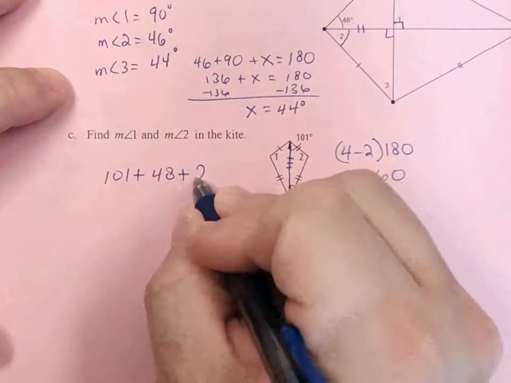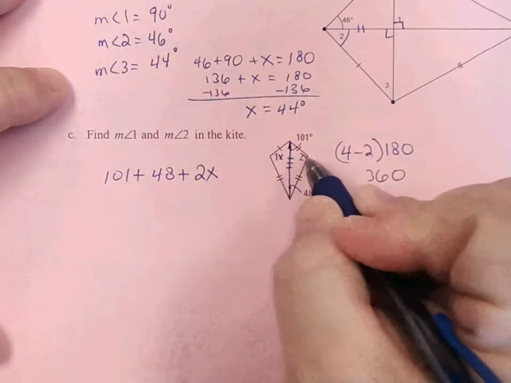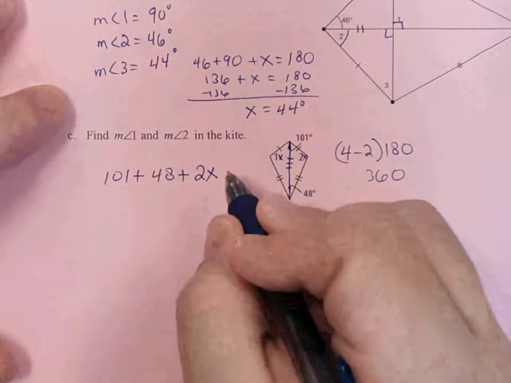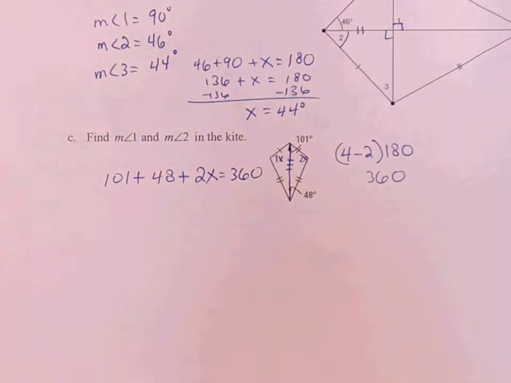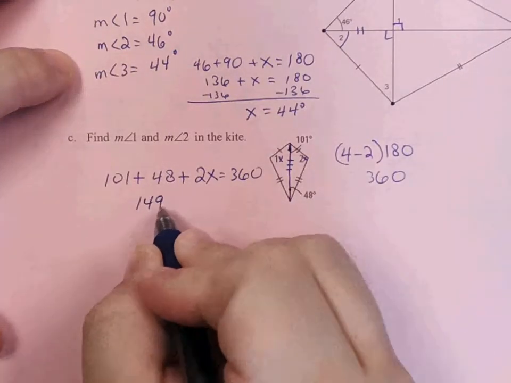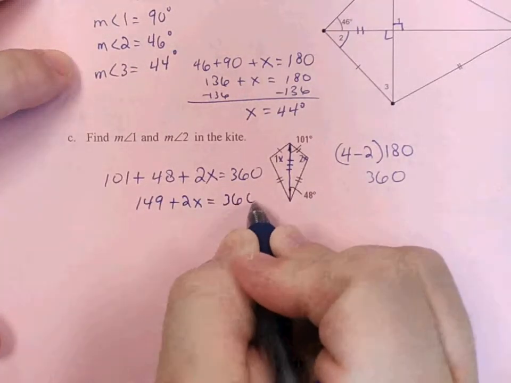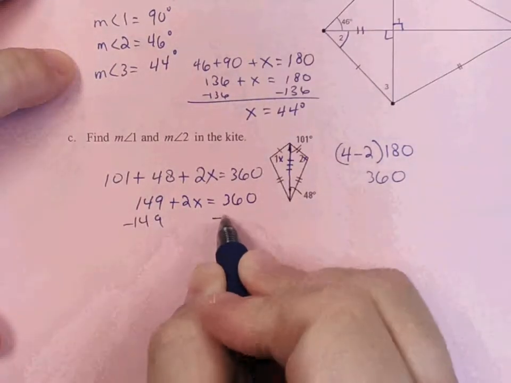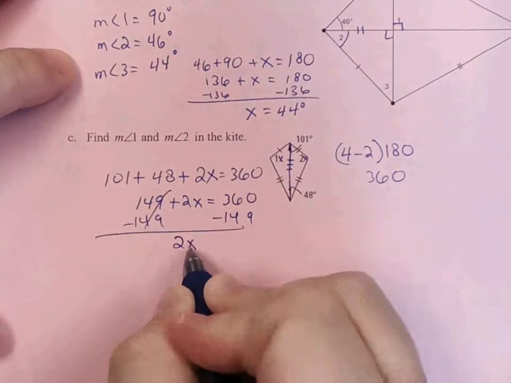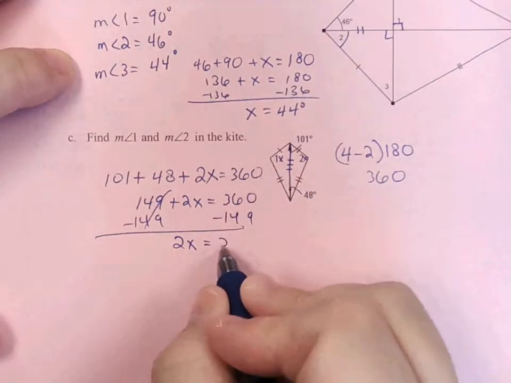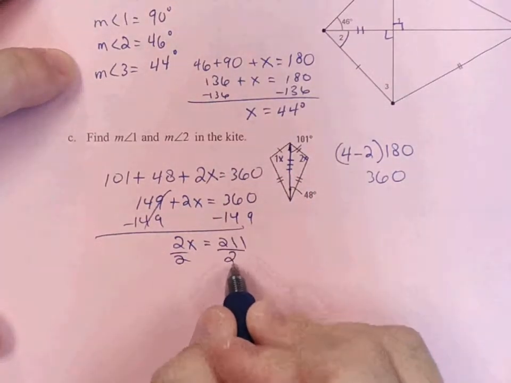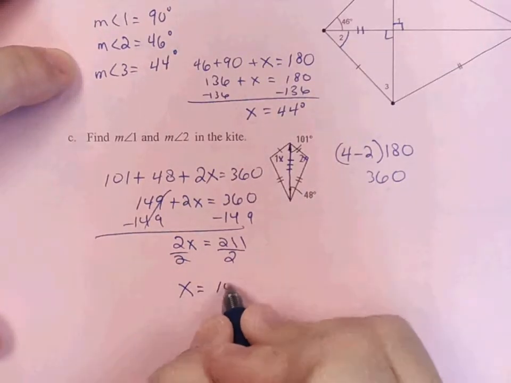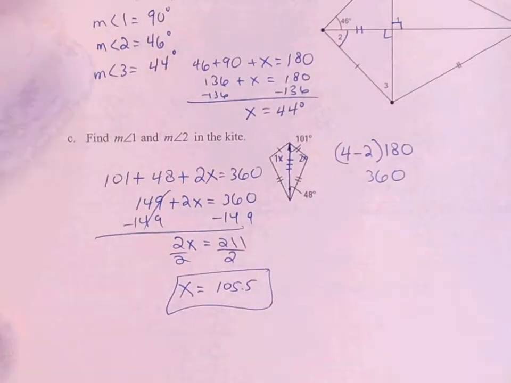So now we can say that this is x and this is x, or we have 2x, equals 360. So we have 149 plus 2x equals 360. If we subtract off 149, 2x equals 211. Divide by 2, x is equal to 105.5. And that is the measure of angle 1 and the measure of angle 2.